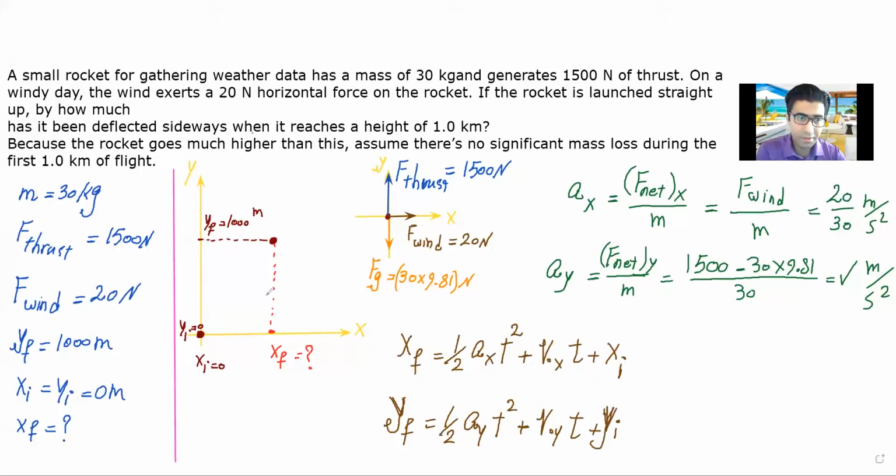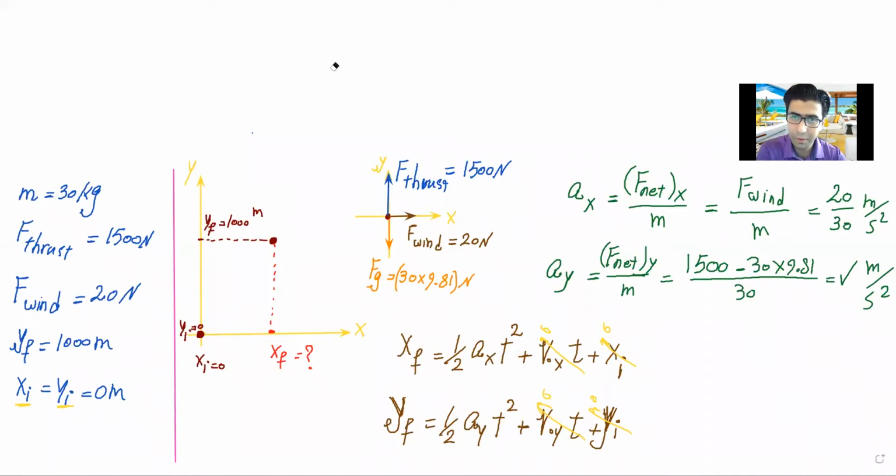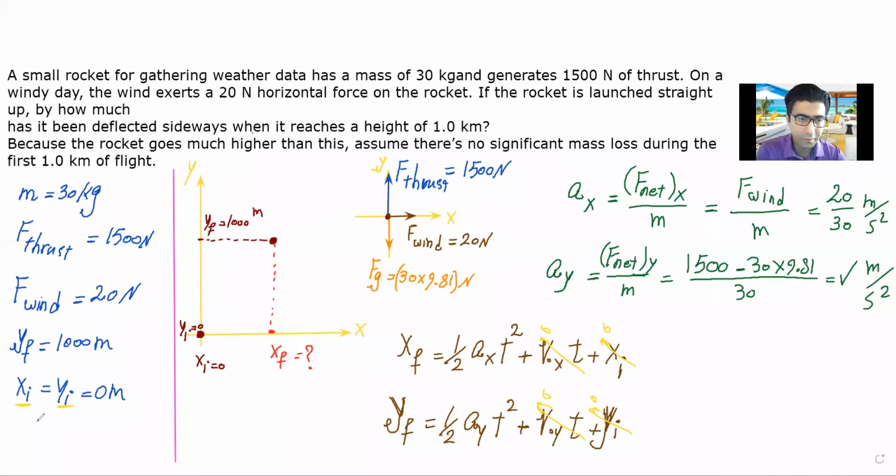And based on the given information, as you can see, x initial and y initial are zeros. So these two are zeros. And also initial velocities are zeros because the rocket started from rest. So actually we can write them down also here. That v initial in x direction equals v initial in y direction equals 0 meters per second. And we are looking for x final.